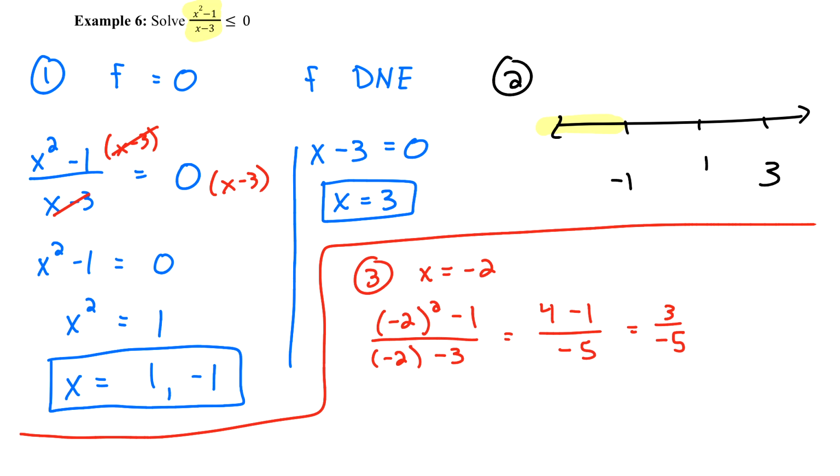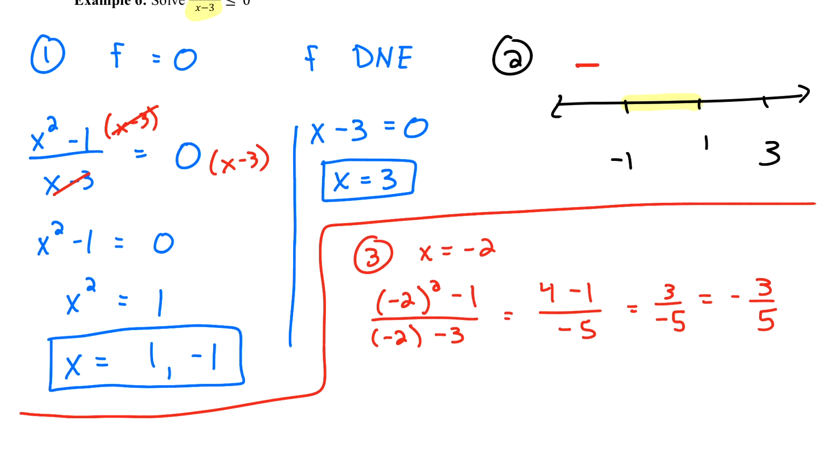Again, I don't care specifically about the exact value here because that might change based on which x value you chose. But it's the sign that matters. Here we ended up with 3 divided by negative 5, or negative 3/5. That's a negative number, so I'm going to put a negative sign over that interval. Next, we're going to take a number between negative 1 and positive 1.